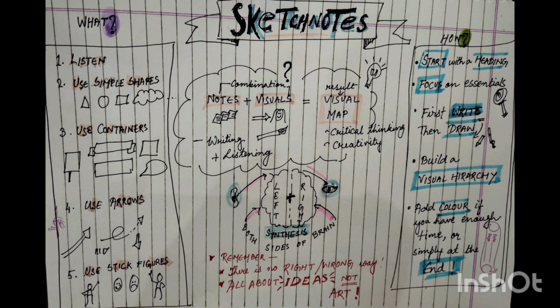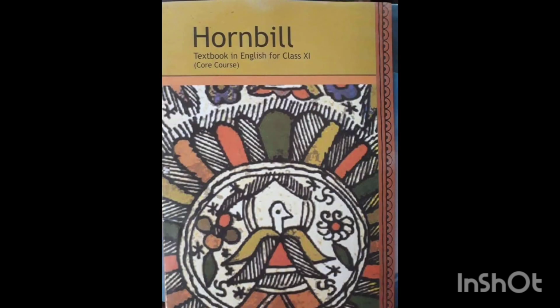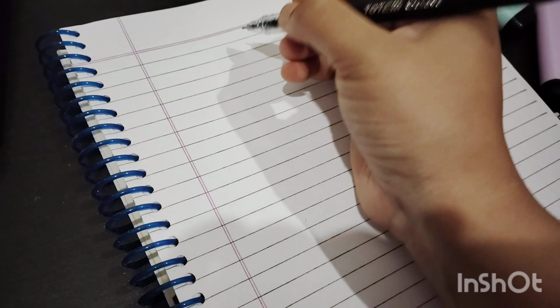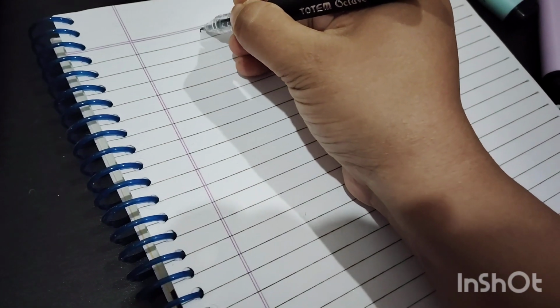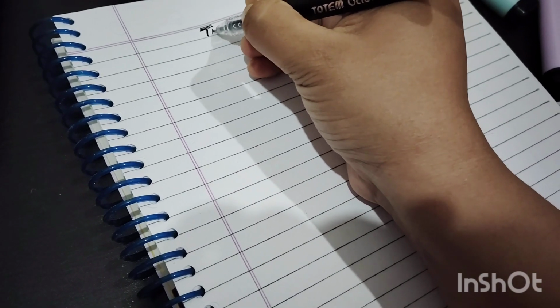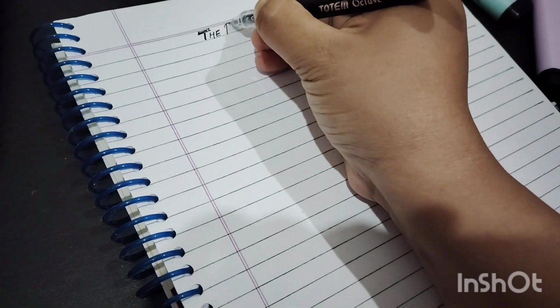Now, let's bring it to application. The first chapter of Grade 11 English NCERT is The Portrait of a Lady, where the narrator and author Khushwant Singh shared his bond with his grandma along with some very important message. First, let's write the heading.